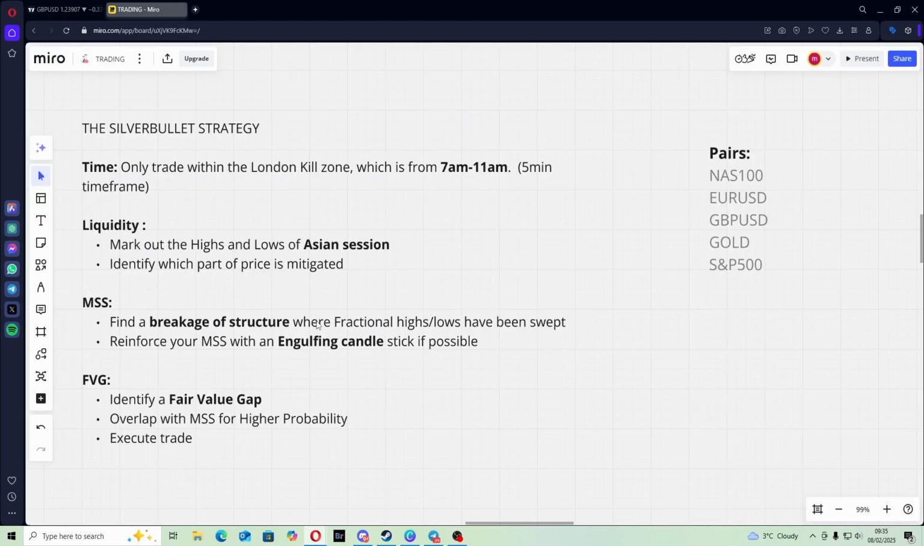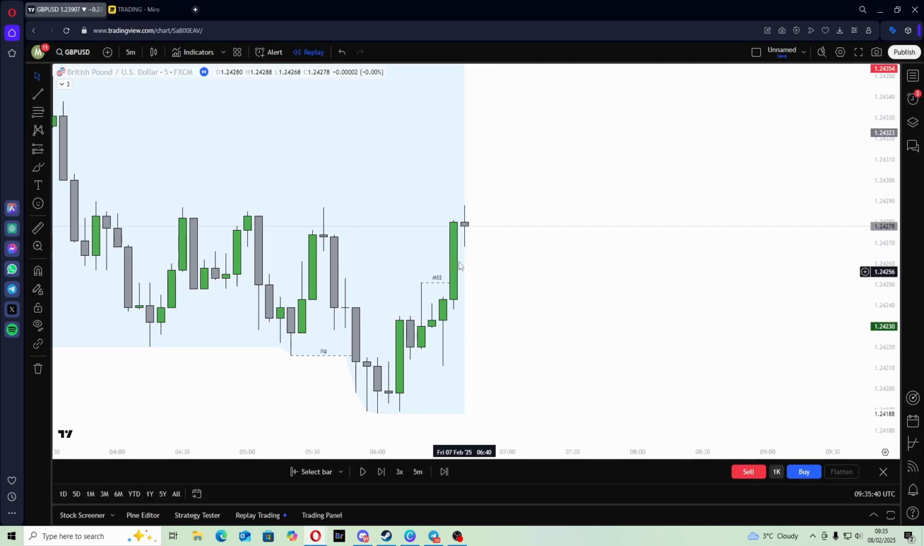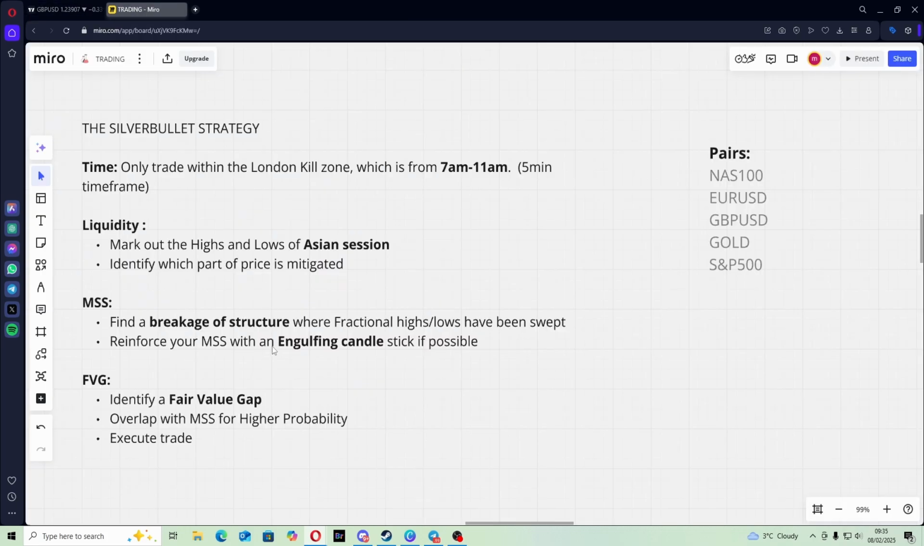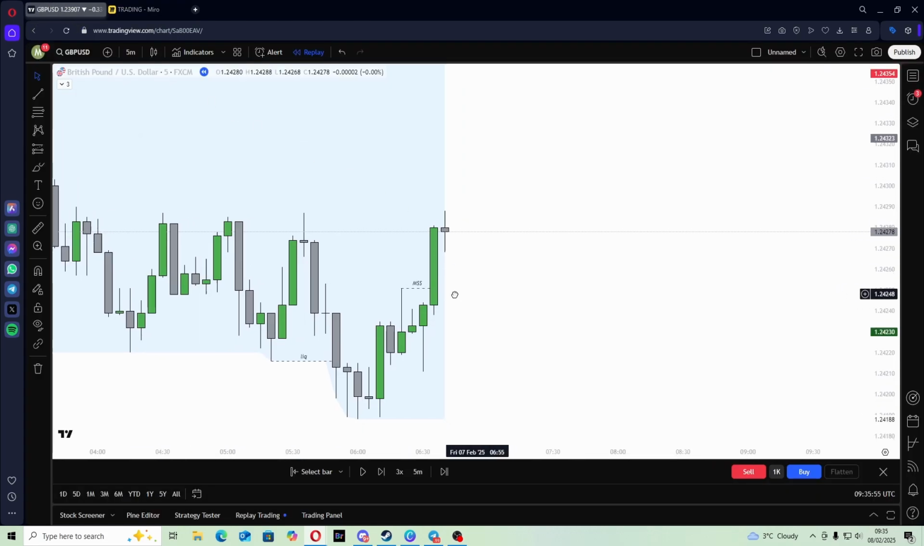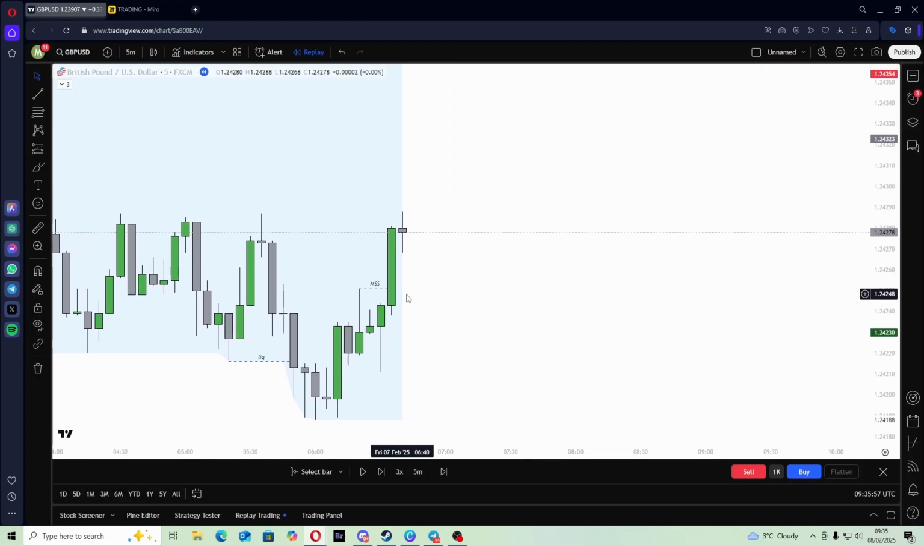Now we can reinforce the market structure shift with an engulfing candlestick, and we see we've got a big engulfing candlestick. That's good as well. And all we need to do now is identify a fair value gap, and then we can overlap this with the market structure shift for a high probability, and then we can execute the trade straight away. So all we need to do now is find the fair value gap.